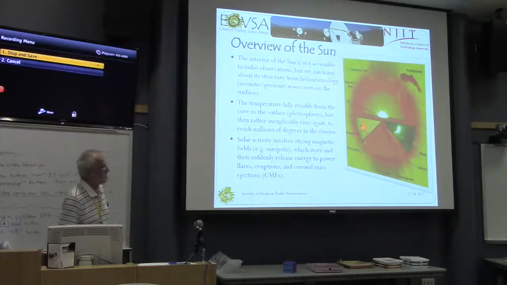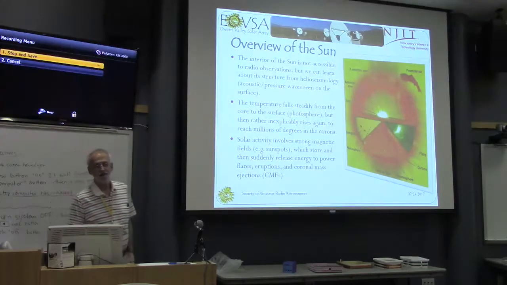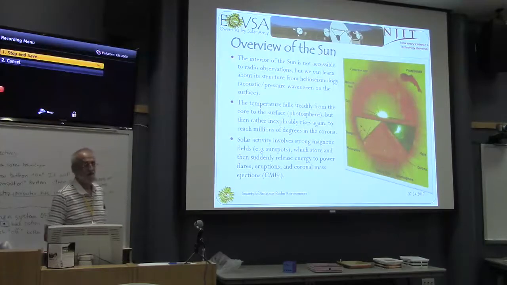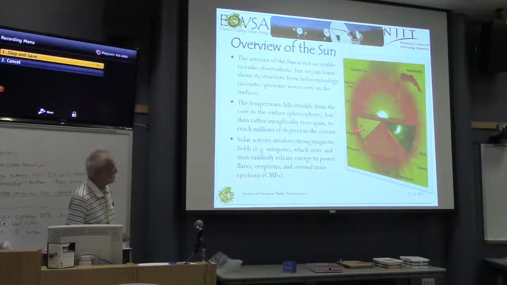But sunspots are not that dark. Actually, they're quite hot. They're around 4,500 to 5,000 Kelvin. The surface is about 6,000 Kelvin. So the sunspots are only relatively dark compared to the surface. But again, very strong magnetic fields.